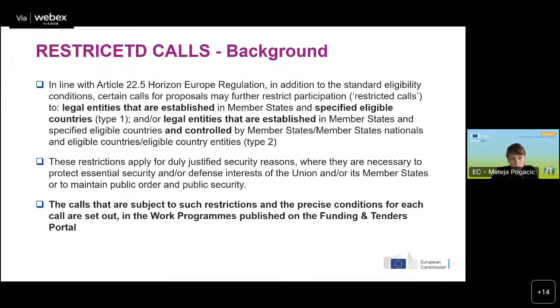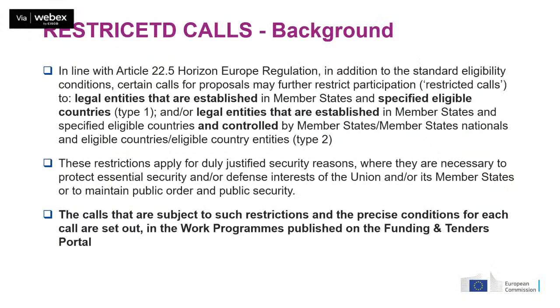So in addition to the standard eligibility conditions, some calls for proposals can further restrict participation. These calls we call restricted calls. We have two types. Where the call for proposals further restricts participation to legal entities that are established in member states and specified eligible countries, this is a type 1 restriction. And we have a type 2 restriction, where the criteria is not just that you are established in a member state and eligible countries, but that you are also controlled by a member state or eligible country. This is called a type 2 restriction.